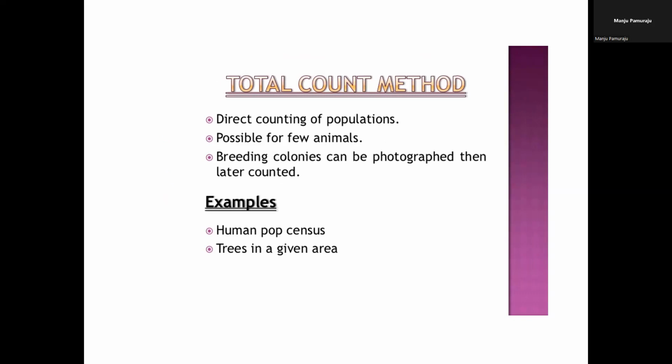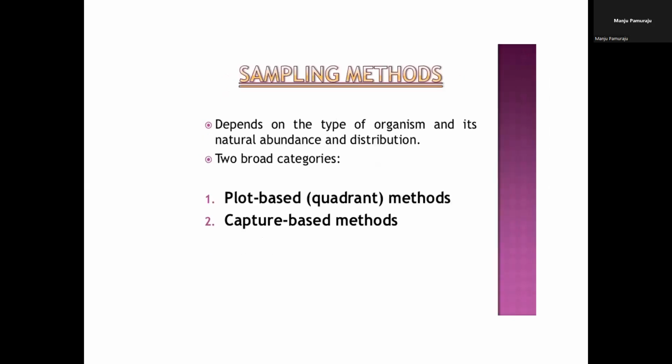Breeding colonies can be photographed and later counted, by taking a picture of the colony and counting the number of organisms in that area. Examples of the total count method are a human population census and trees in a given area. It is easy to count with the total count method.